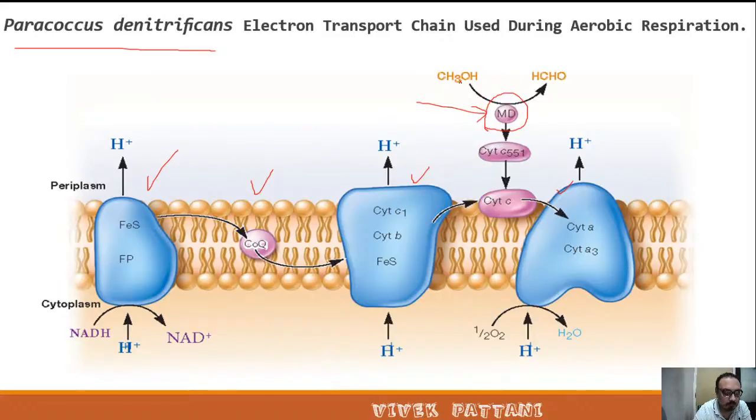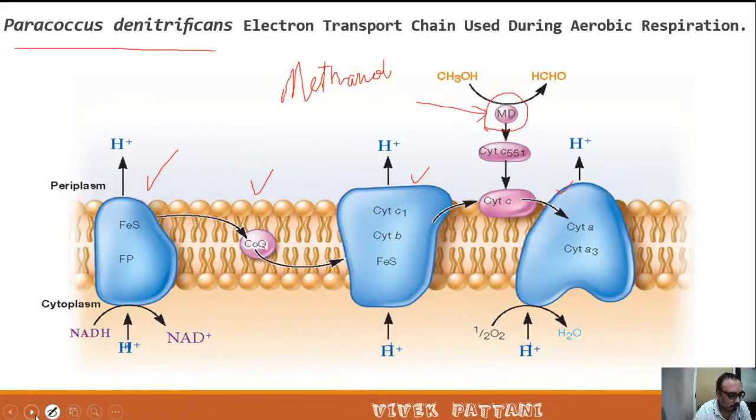At the same time, methanol will be converted into aldehyde with the help of the enzyme methanol dehydrogenase, and further the electrons are passed on to cytochrome C551 and then to cytochrome C.